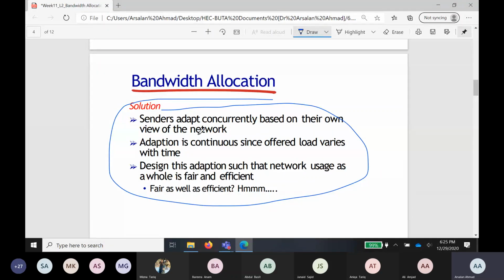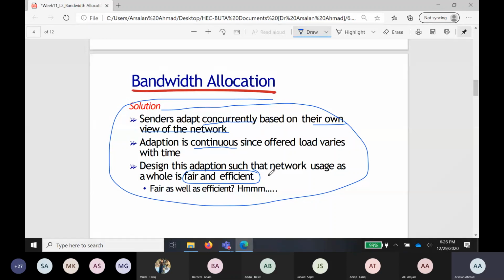So basically the senders will adapt concurrently and continuously. All senders will adapt concurrently and continuously, based on their own view of the network, and this adaptation will be such that the overall usage of the network will be fair as well as efficient, because these are the two required things. This is the mantra of bandwidth allocation: we want the bandwidth allocation to be fair and efficient.